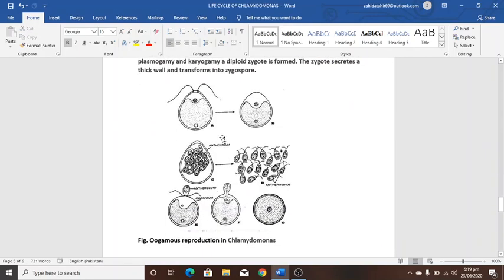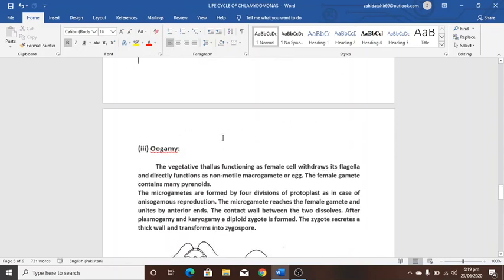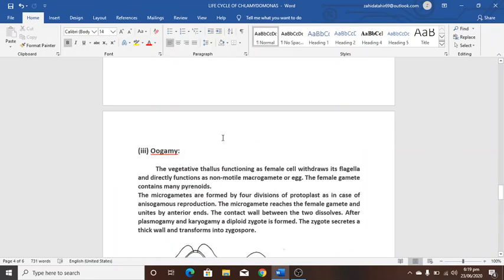Now the next one is oogamy. In oogamy, the vegetative thallus, the plant body, the parent cell, functions as the female cell. When it functions as the female cell, it will withdraw its flagella and directly function as the non-motile macrogamete or egg. The female gamete contains many pyrenoids.